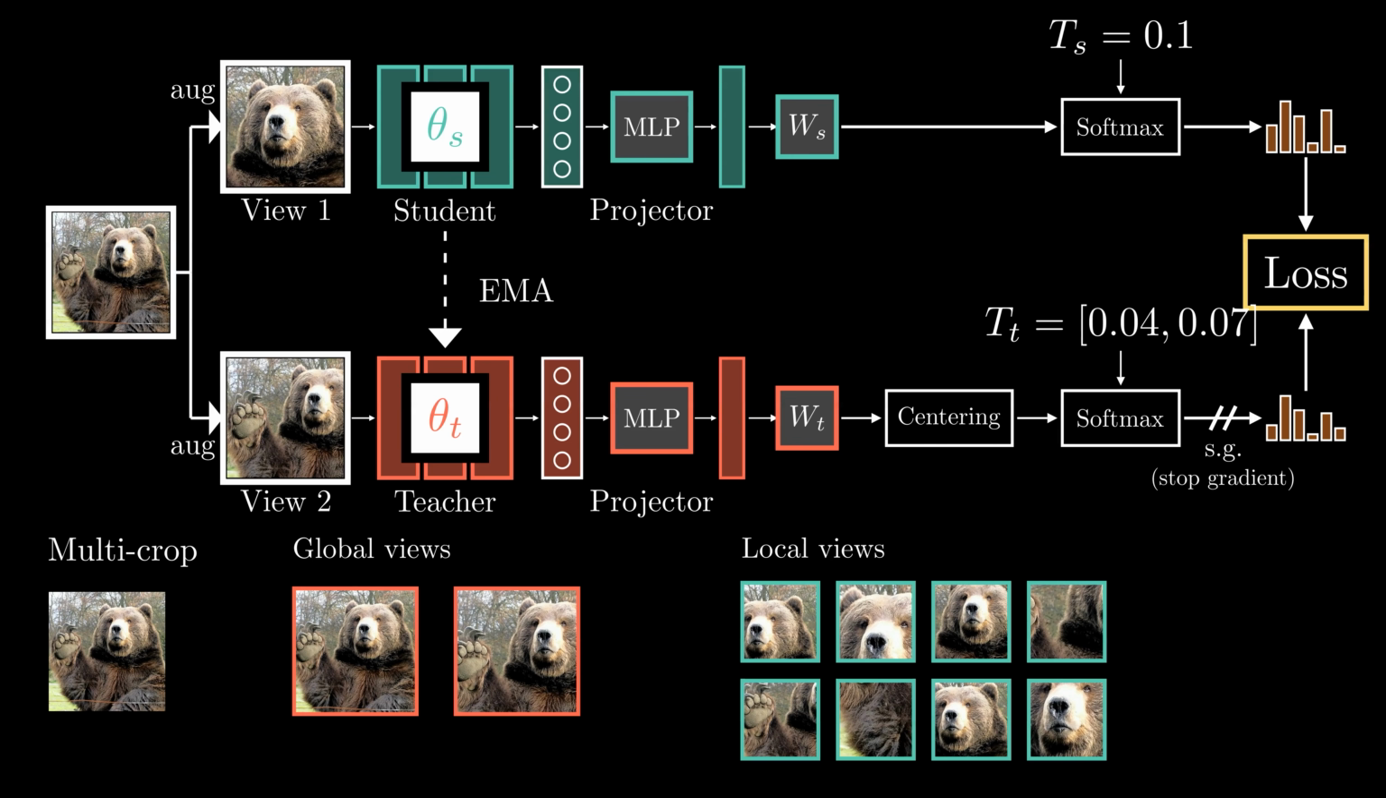both global and local views as inputs. By using this strategy, the model learns to associate detailed information from small, local patches with the broader context provided by the global views. As a result, the model becomes better at recognizing objects and patterns, even when only small parts of the image are visible.